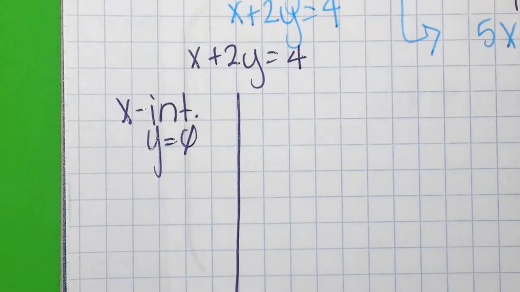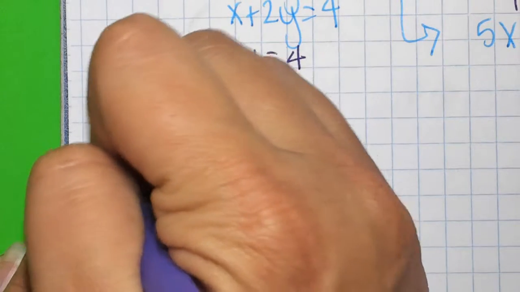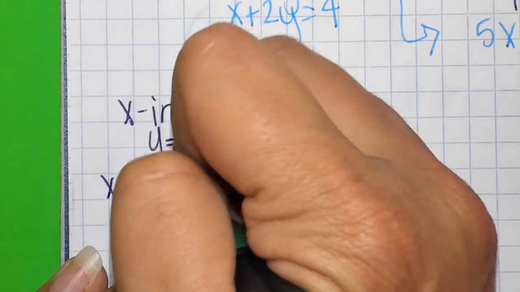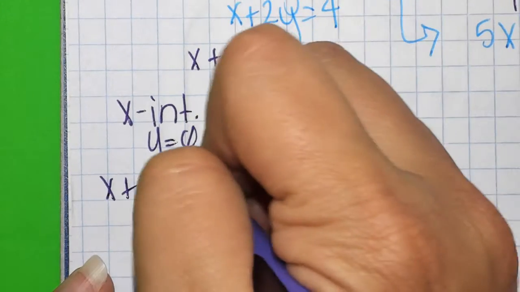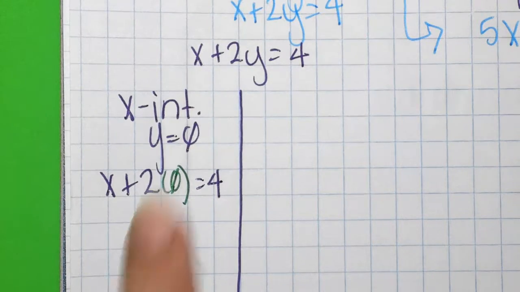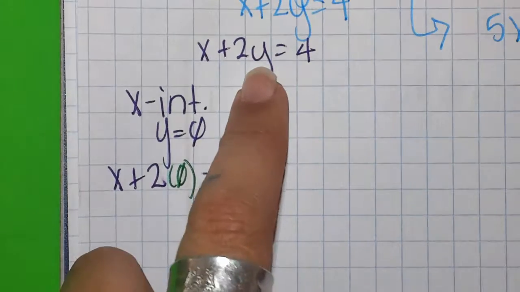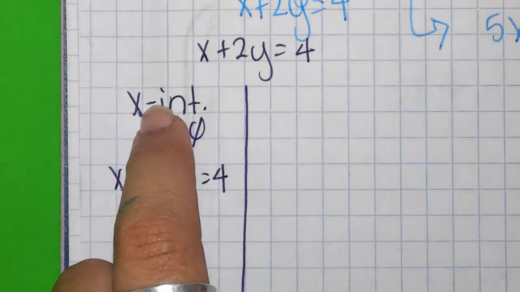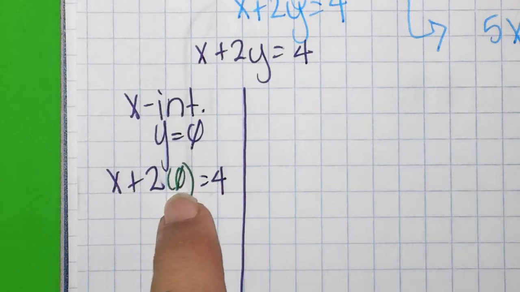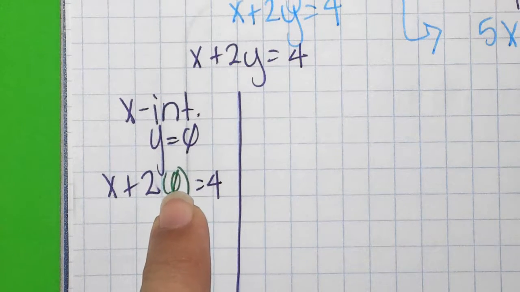Alright, so let's start by doing our x-intercept. That means we have x plus 2 times what? 0. See, it's 2 times 0. Is everybody with me? I just want to make sure we're all on the same page. So we're now finding the x-intercept of our second equation. For x-intercept, we let y equal 0, so we plugged in 0 for y. That's what we did. Is everybody with me? Yes.